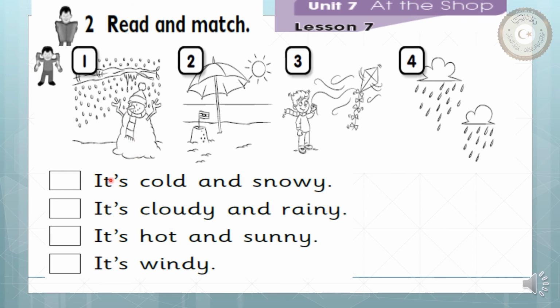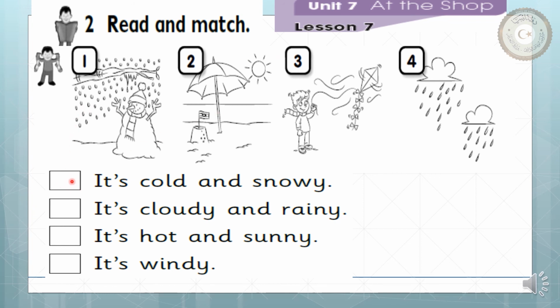Can you read the first one? It is cold and snowy. It's cloudy and rainy. It is hot and sunny. It's windy. Look at here. Next to each sentence, we have boxes. 1 box, 2, 3, 4. 4 sentences and 4 boxes. You are going to write the number of the pictures here in these boxes.